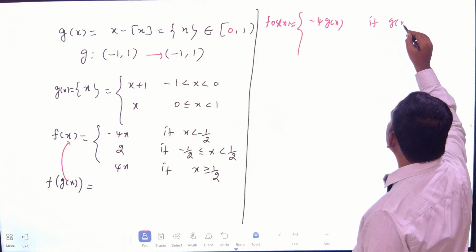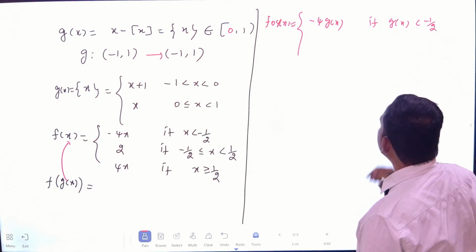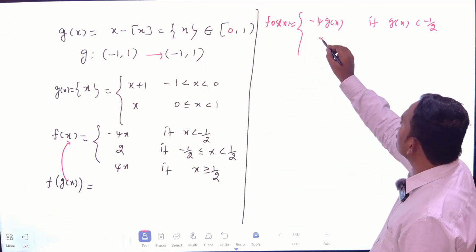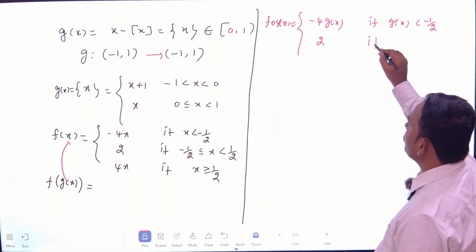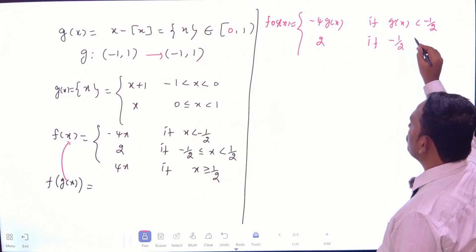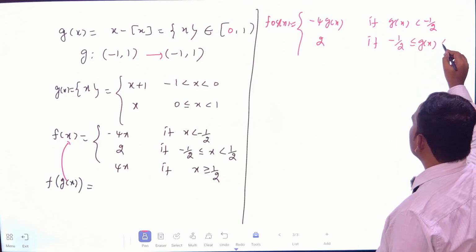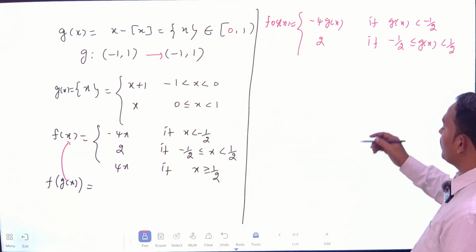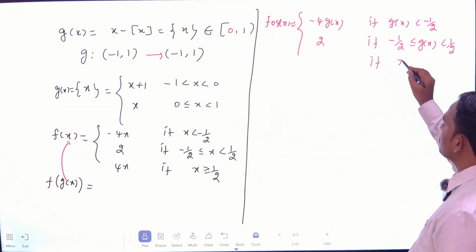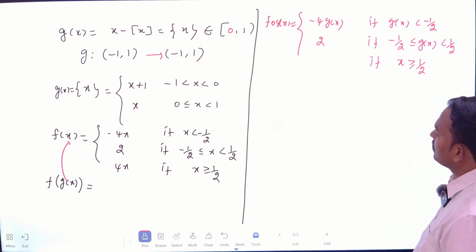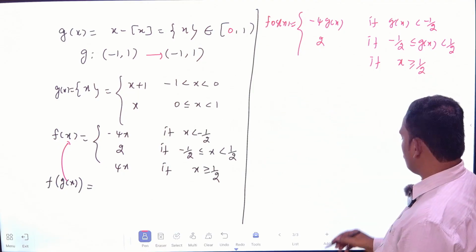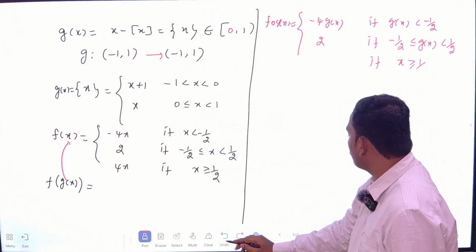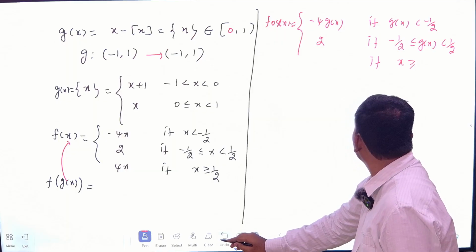If g of x is less than minus 1 by 2. Next it is 2 if minus 1 by 2 is less than g of x less than 1 by 2. And when g of x is greater than or equal to 1 by 2. Then how to write? So that means you have to replace g of x now. Just replace g of x here.